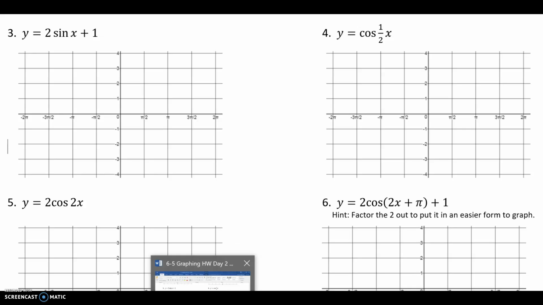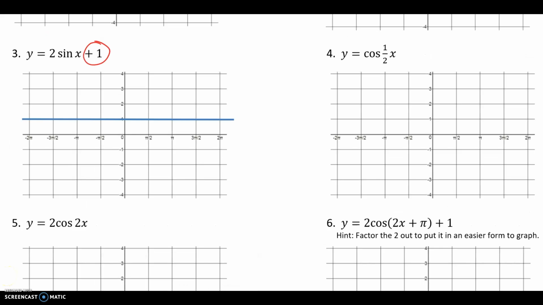This is number 3. Let's take a look at what we have here. This right here is the vertical shift. So we have this blue line. That is our new center line.